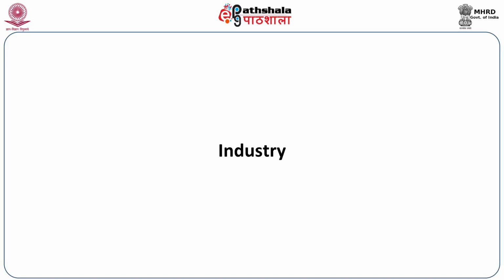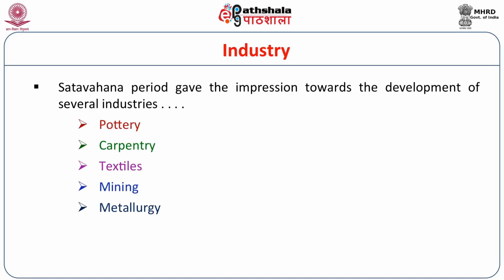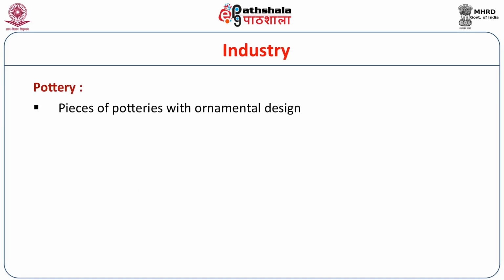Now, leaving aside agriculture, let us come to industry. This is also part of production, as I told you. This is non-agricultural production. What do we get about this? The Satavahana period gave the impression of the development of several industries: pottery, carpentry, textiles, mining, metallurgy. Pottery, pieces of pottery with ornamental design.